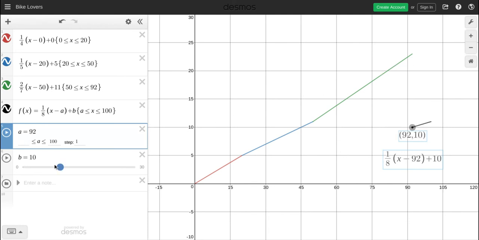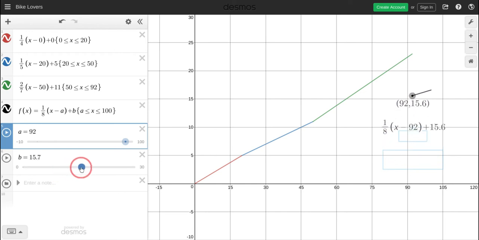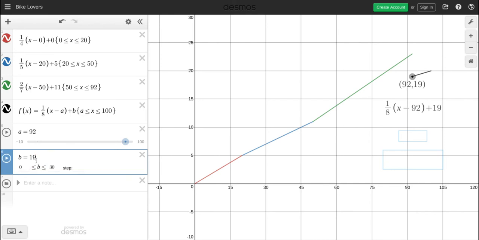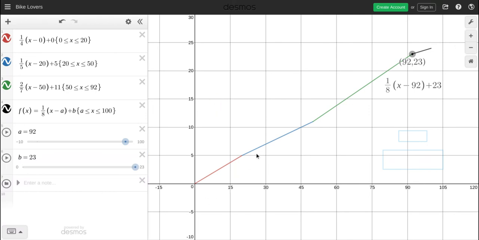Now, we hypothesized that B, 23, would be the right value for our K. So let's go ahead and play around and just move B up and down. And when we move B up and down, we can see that we get closer as we move the value up. But it's not until we change it to 23 that the graph actually becomes a continuous linear function, a continuous piecewise linear function.